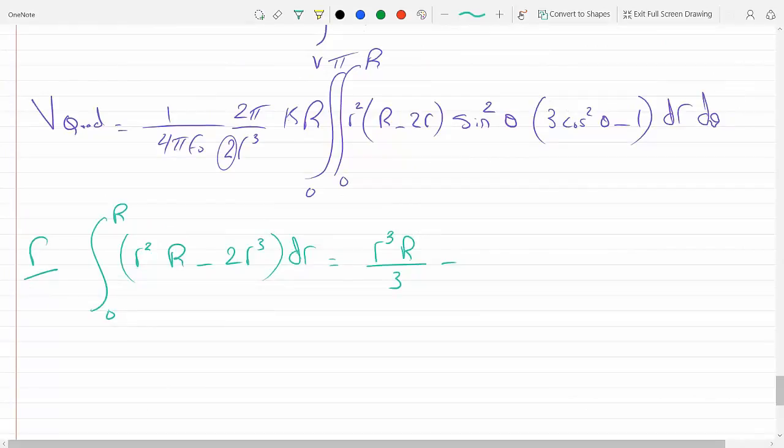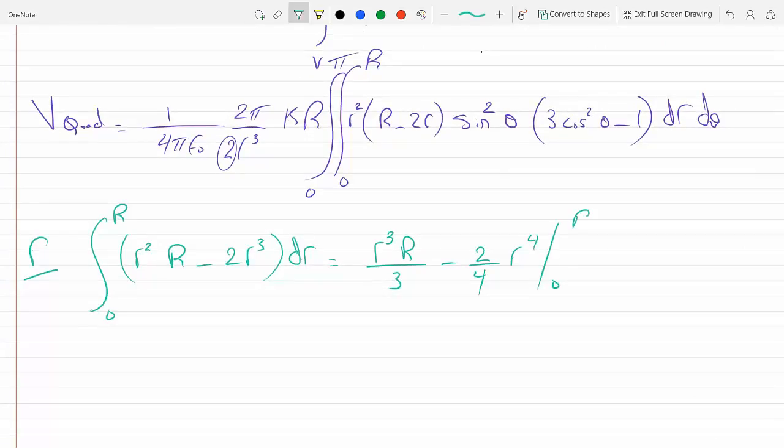Minus 2 over 4 r4 from 0 to r. So what's this? Plug in big R. Small 0 will just make them 0. So we're going to get r4, because r4 over 3, right? Minus 1 half r4. So what's that? Minus 1/6. So we get minus 1/6 r4 on this term.